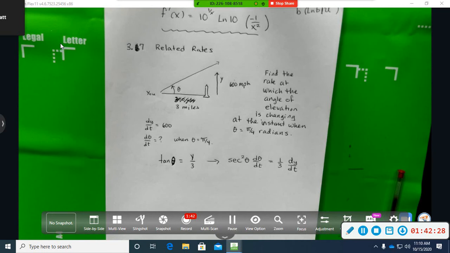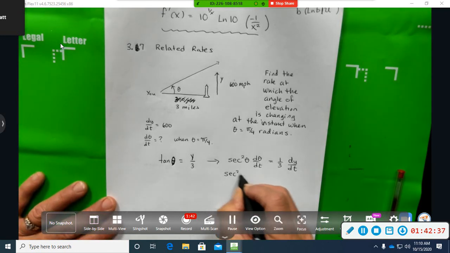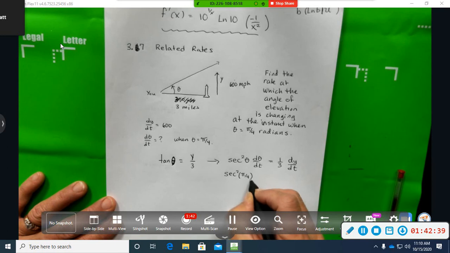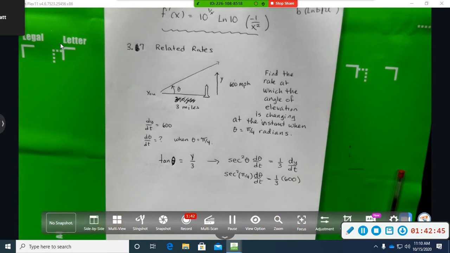Is that what you got? I gave you every number except the d theta/dt. So we've got secant squared of pi over 4 times d theta/dt is 1/3 of 600. Let's see, the cosine of pi over 4 is the square root of 2 over 2. The secant squared is 1 over the cosine squared.